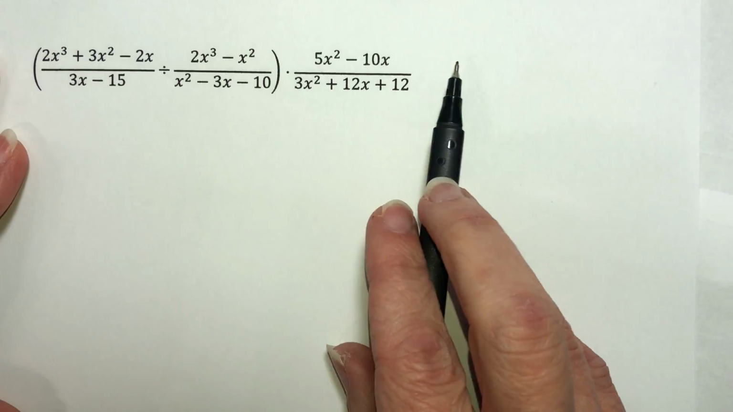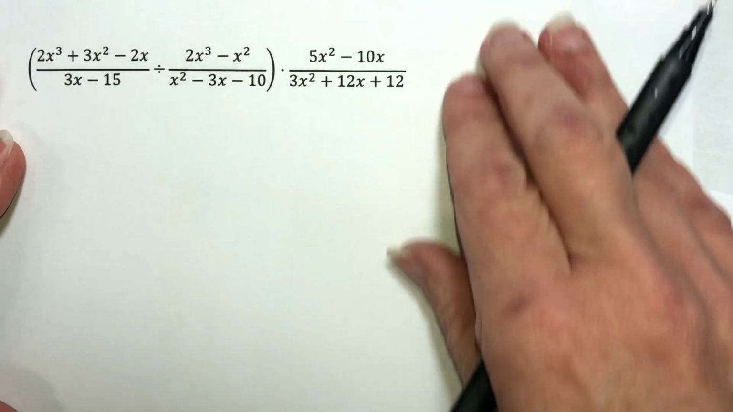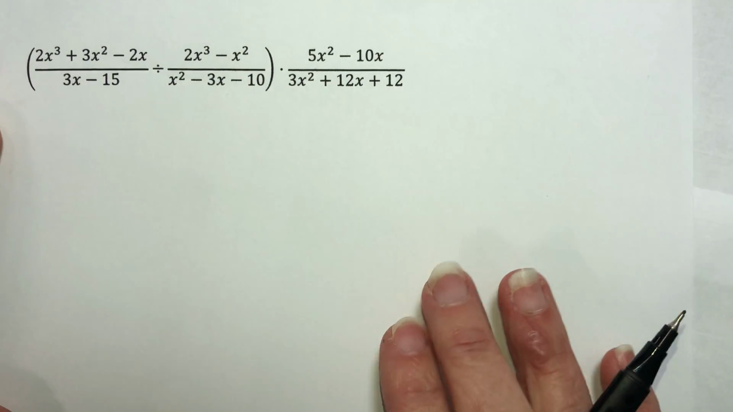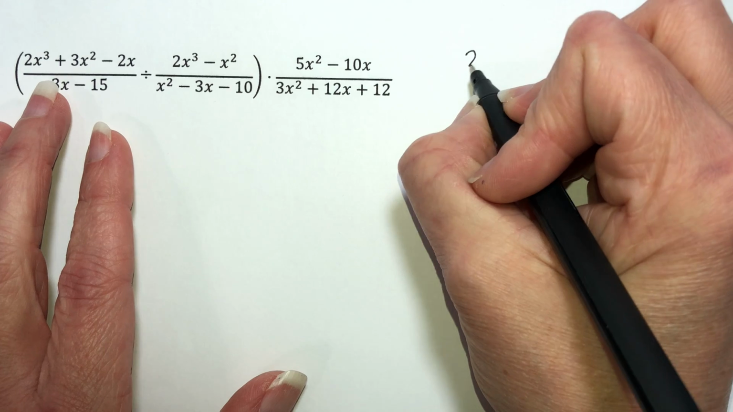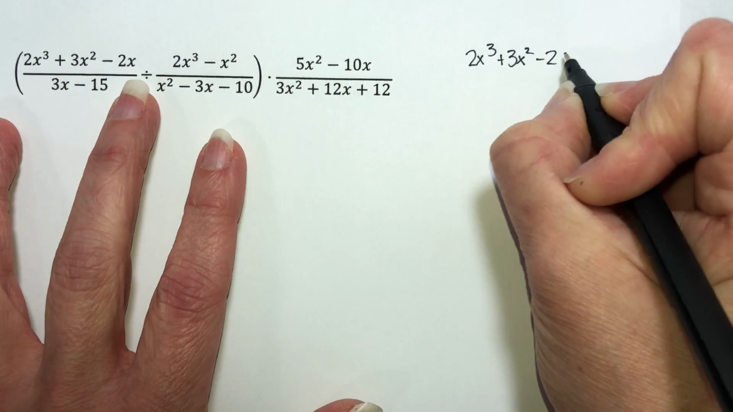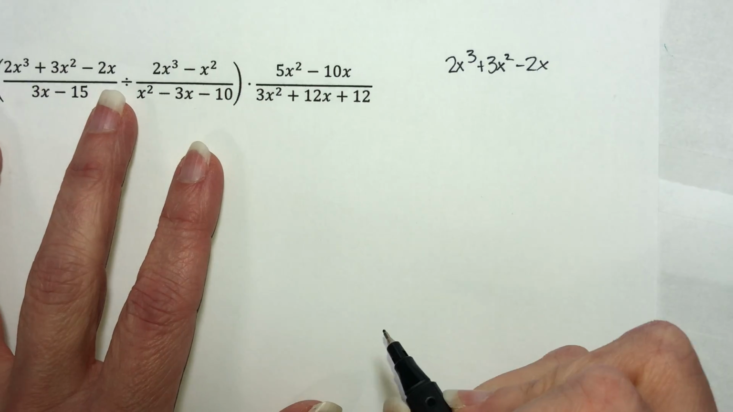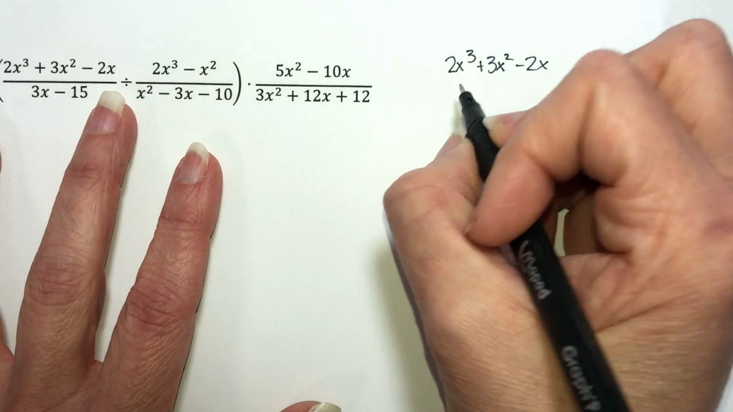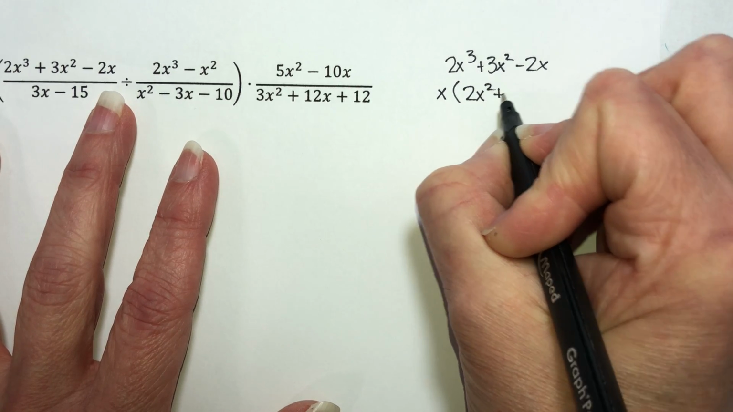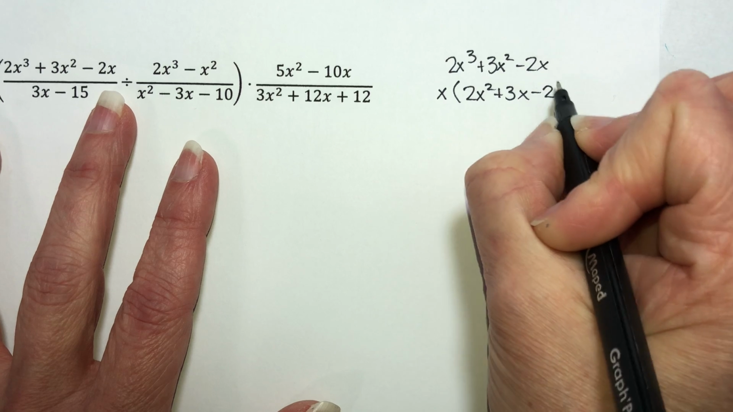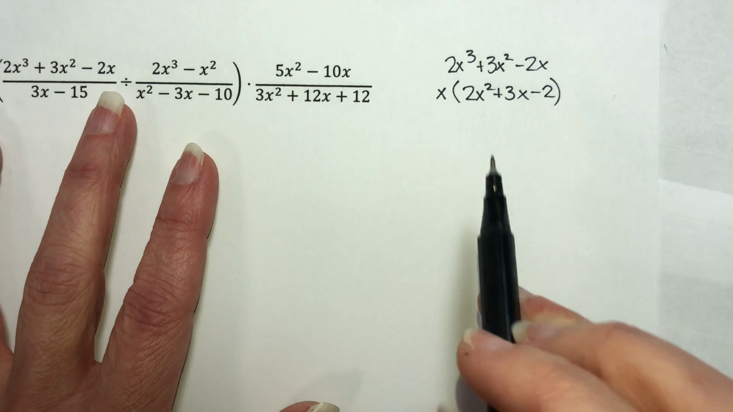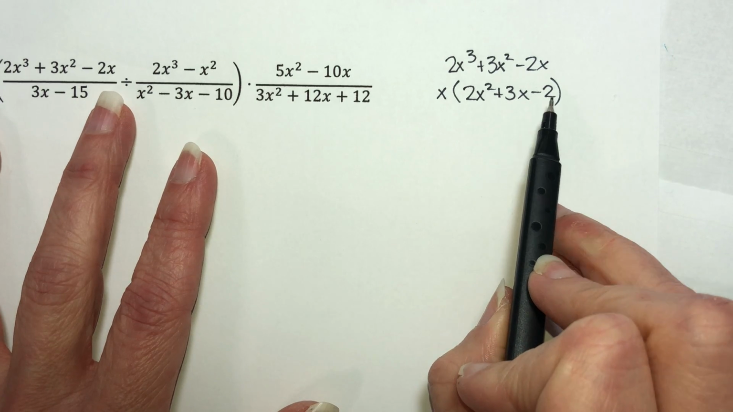I'm going to come over to the side, and like I did on the previous problem, I'm going to factor here and use that as bookkeeping, and then I'll rewrite this in factored form. If I start off with 2x cubed plus 3x squared minus 2x, and I want to factor this as much as possible, I see that I have an x in each of them, so I can factor out that x. I have 2x squared plus 3x minus 2 left. Now I need to see if this factors any further.